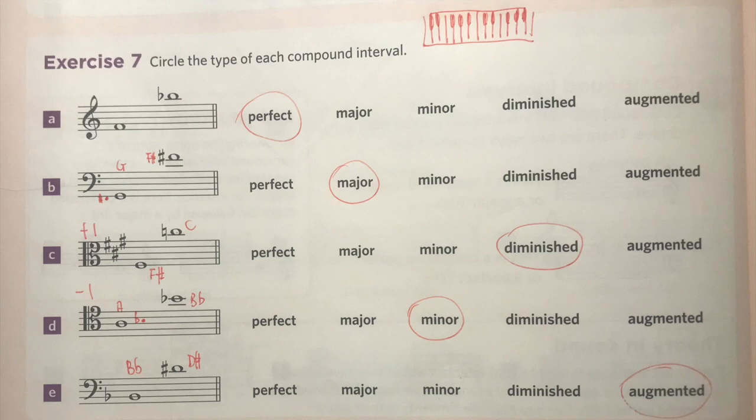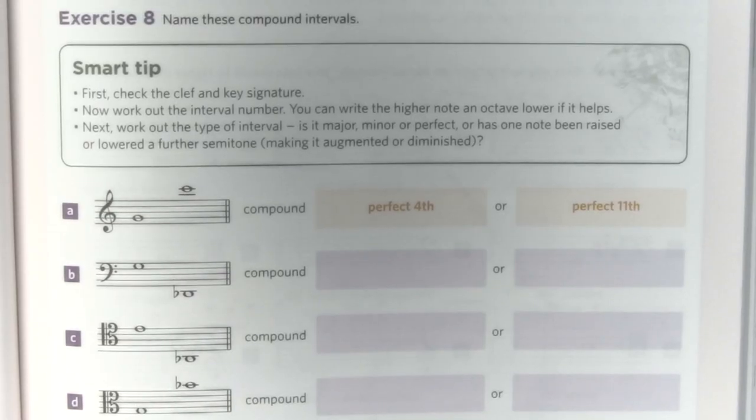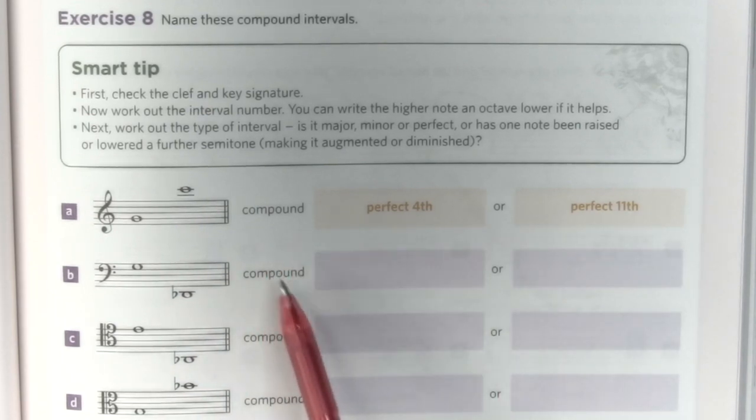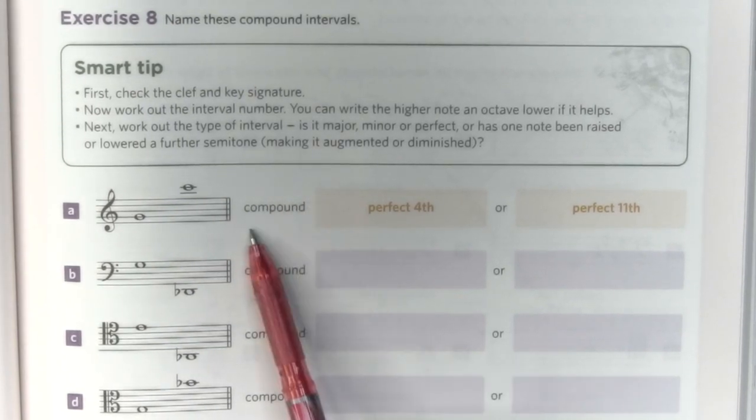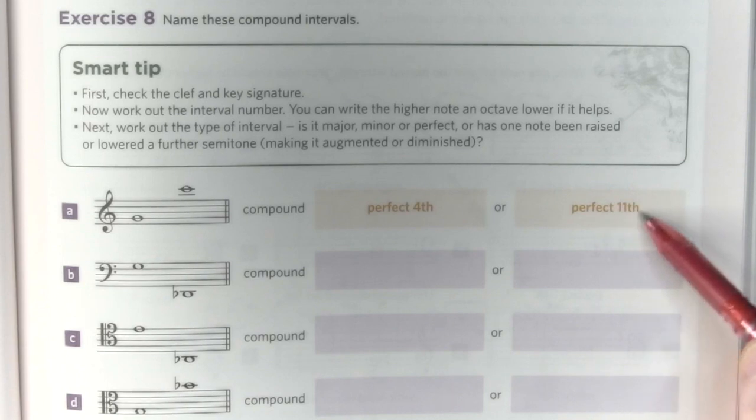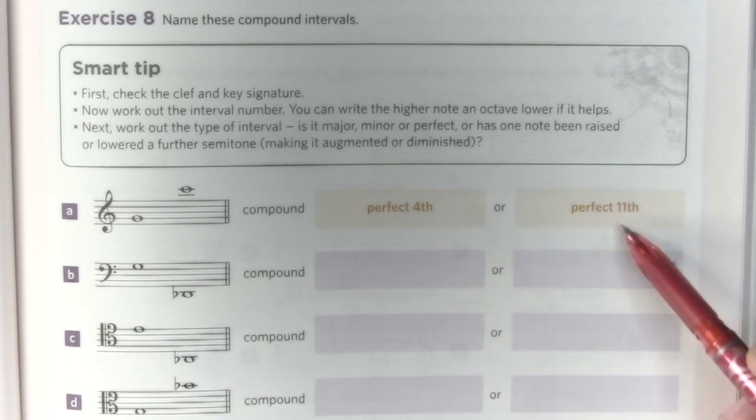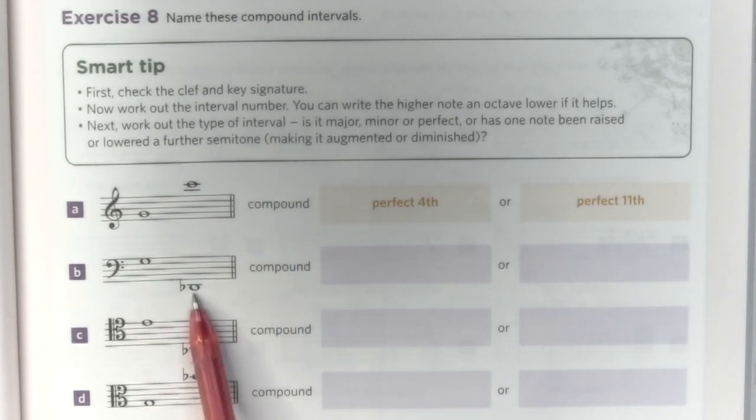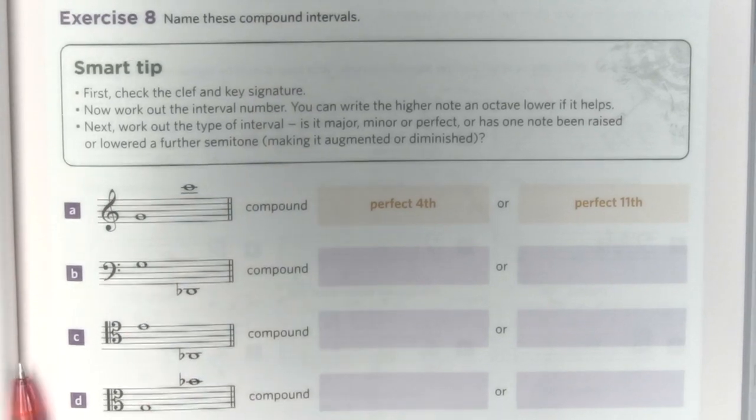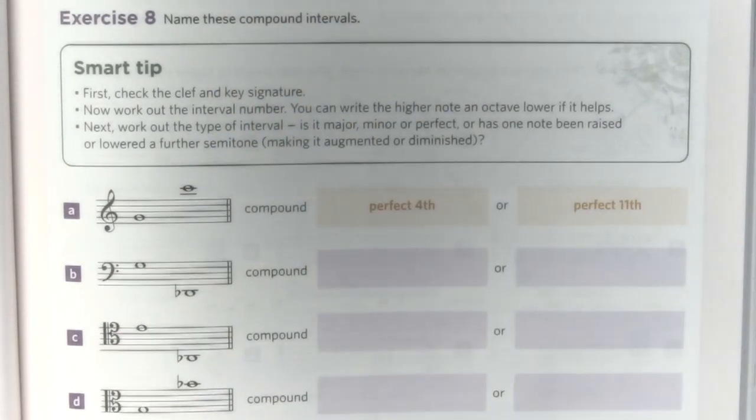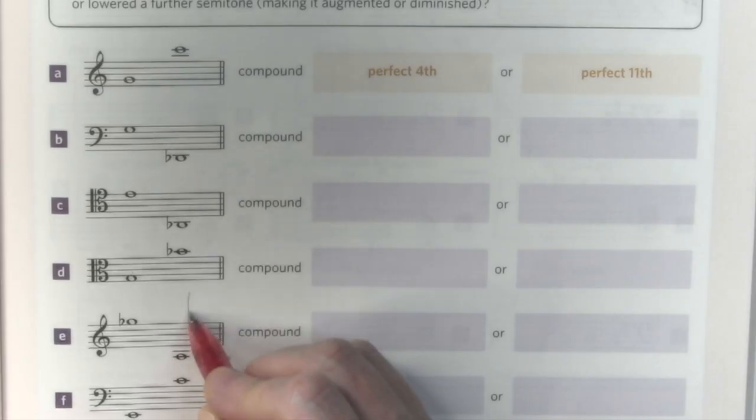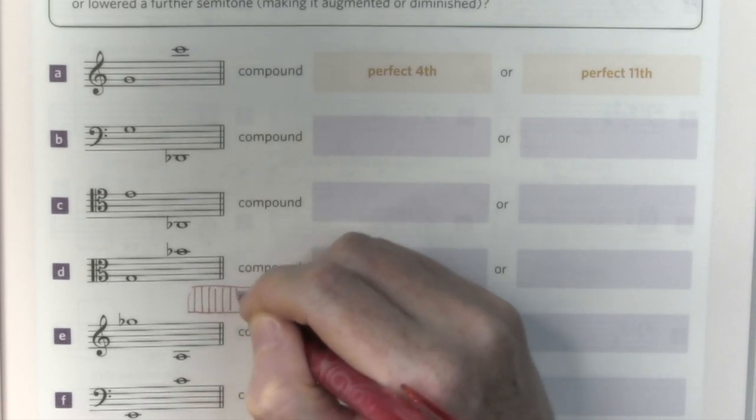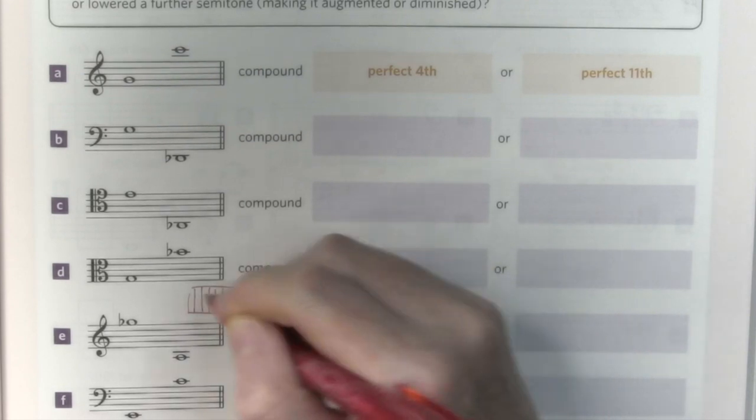Anyway, exercise 8. Exercise 8 asks us to name the intervals in the two different ways that we know. Once by using the compound term, the other one using the simple interval plus 7. First, we need to identify the intervals. Sol, re flat. Re, mi, fa, sol. It is a fourth. Okay. I need a keyboard and I write it here so I can use it for the whole page.